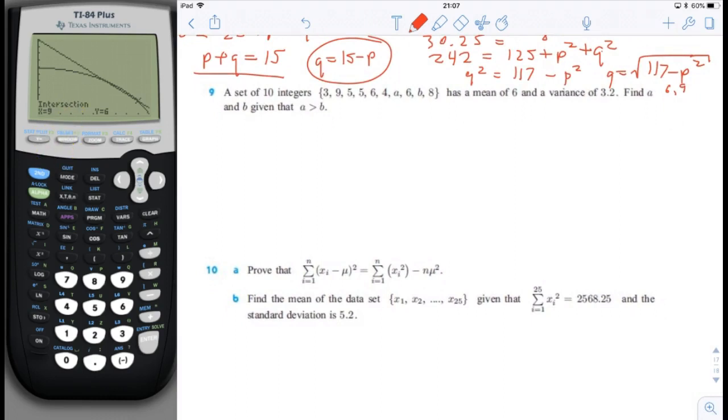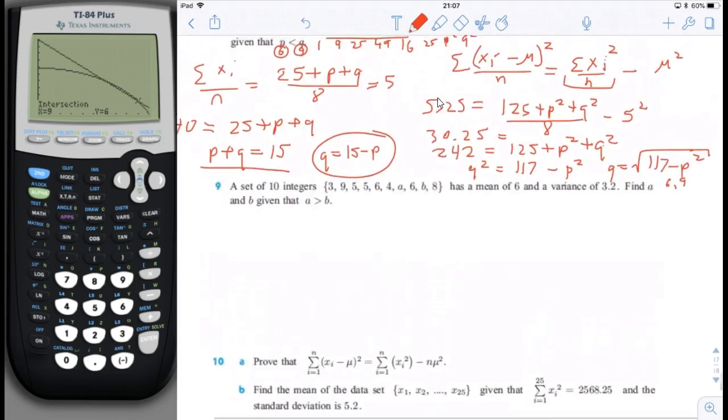Number 9, a set of 10 integers, 1, 2, 3, 4, 5, 6, 7, 8, 9, 10. 8 of them are known, 2 of them are unknown. Has a mean of 6 and a variance of 3.2. Find A and B, given that A is greater than B. Okay, so this is a similar problem to the other one, right? So let's see. 3, 9, 5, 5, 6, 4, 6, 8.